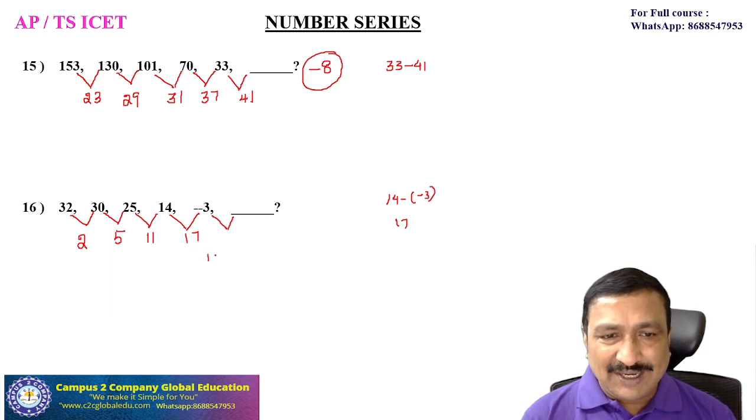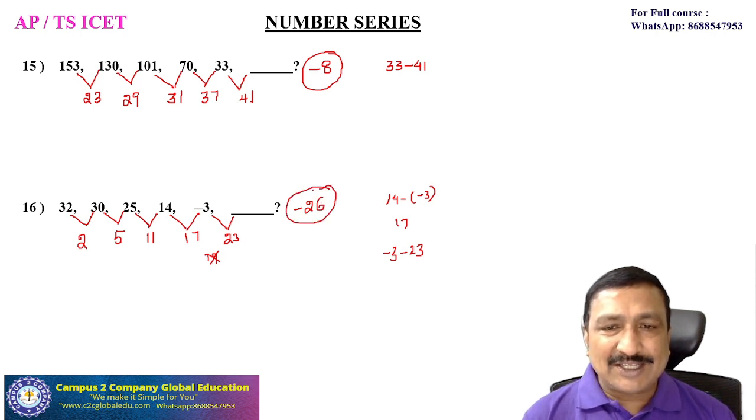So we should not take 19 because we have to take alternative prime numbers. So we should take after 19, what is the next prime number? 23. So we have to subtract minus 3 of minus 23. So minus 3 and minus 23 is equal to how much will come? Minus 26 will come. So the answer for this question is minus 26, friend.